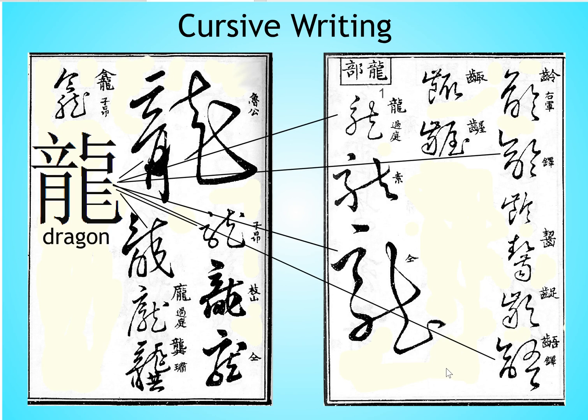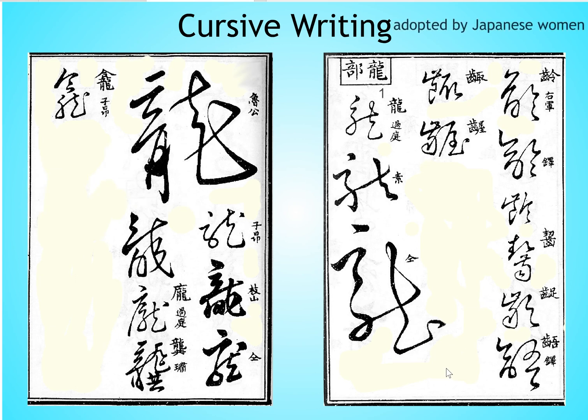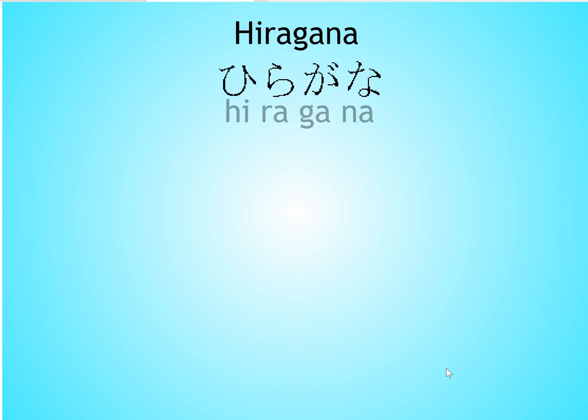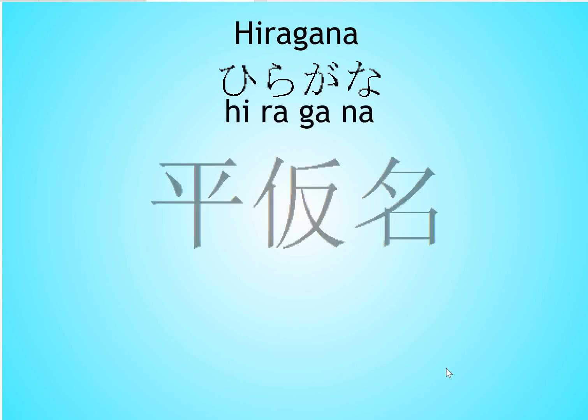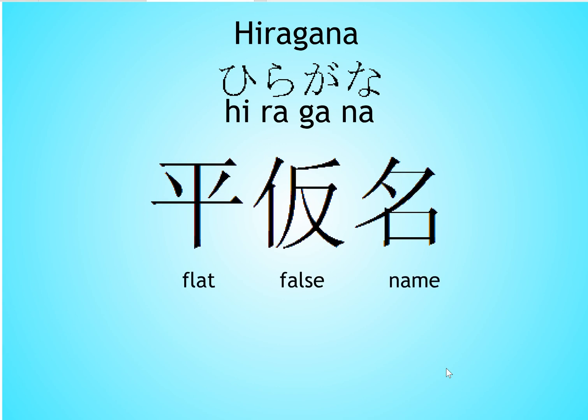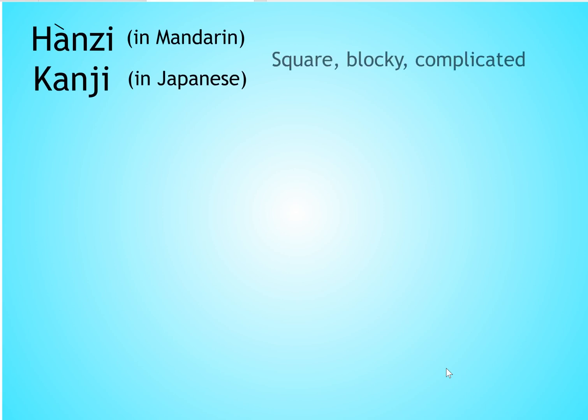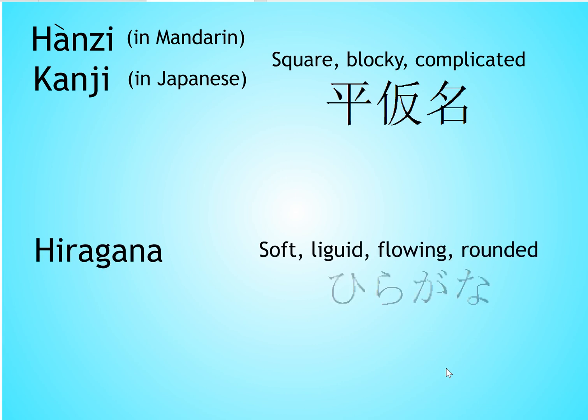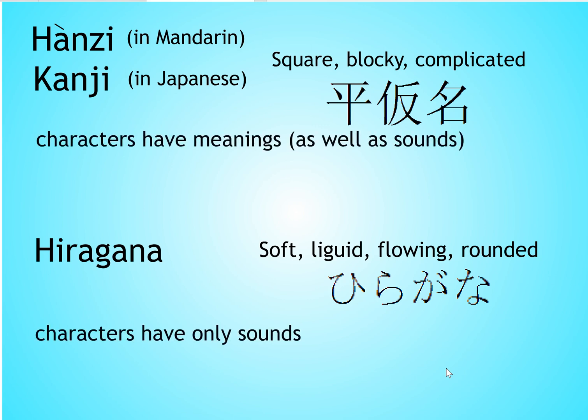Over time, this quick way of writing was adopted by women in Japan who were forbidden by law from learning formal kanji, genuine Chinese characters. To get around this law and communicate with each other in writing, they came up with their own writing system called hiragana, which means flat, false name, or loosely translated, squashed fake characters. Whereas Chinese characters are square, blocky, and complicated, hiragana uses a very soft, liquid, flowing, rounded, abbreviated form of characters that have sounds only attached to them, not meaning. So hiragana is based on Chinese characters.